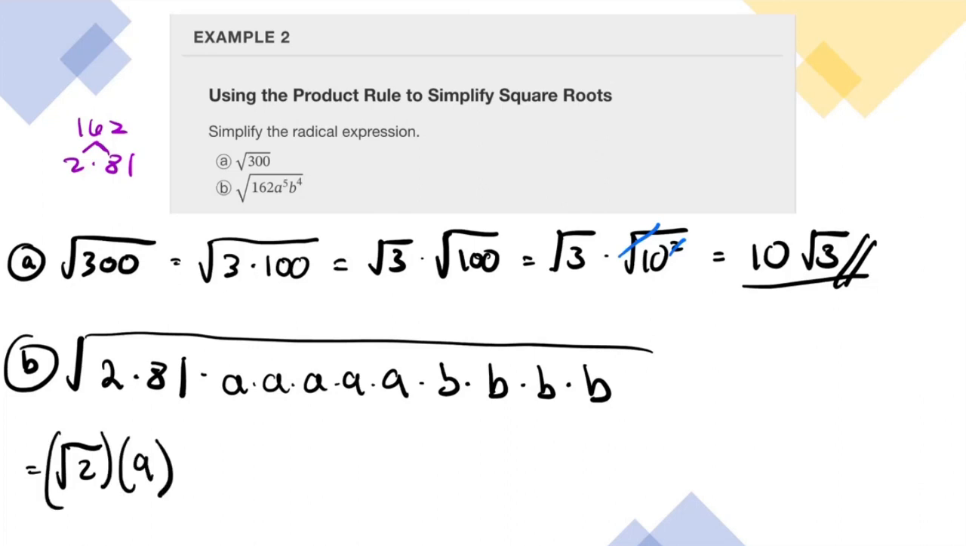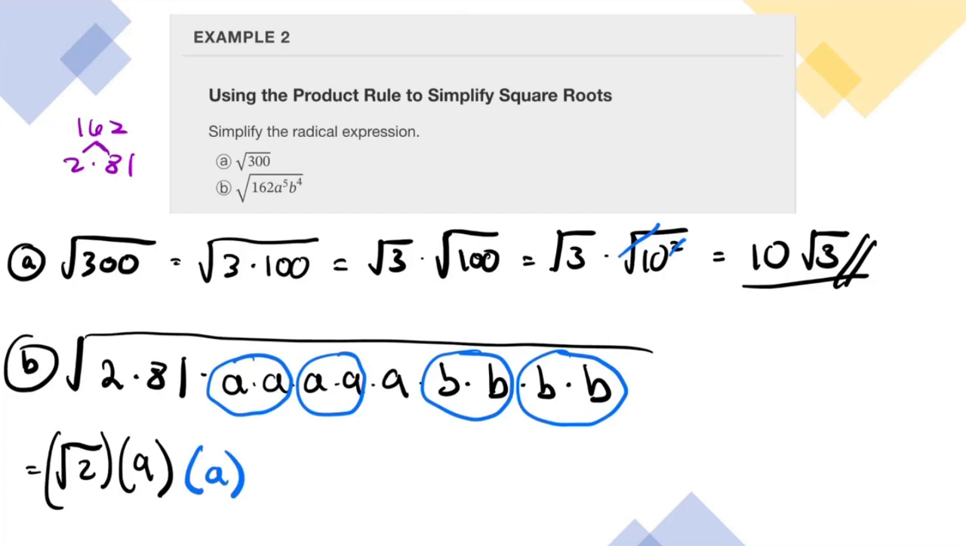Now, with the variables, we're looking for groups of 2, right? So here's one group of 2. Here's a second group of 2. Here's a third group of 2, and a fourth group of 2. So each of those groups of 2 counts as a whole number on the outside of the radical, right? So we're going to have one A here, a second A. That lone A stays as the square root of A.